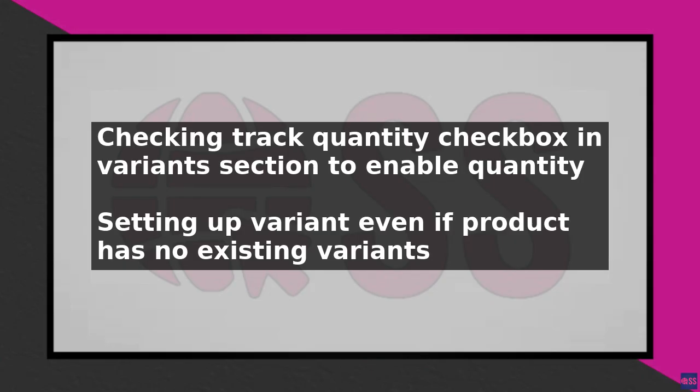Then click on Actions and Edit Code. In the code editor, locate the product liquid file. This is usually named product.liquid. In this file, you need to add a line of code to enable the quantity box.